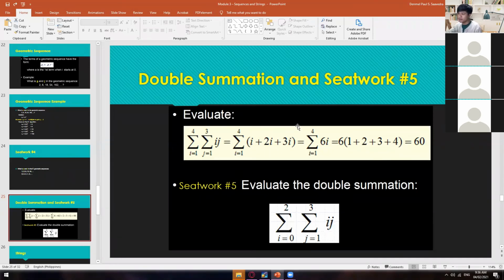Then, after you were able to understand this one, you may now proceed to seatwork number 5, wherein you're just going to evaluate a double summation, but with a different starting point and a different upper limit. You can do this one handwritten. Then again, please write logically. Okay?